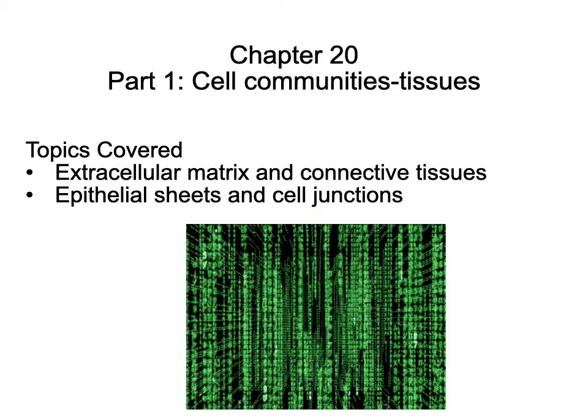So for our tissues we'll be talking about the extracellular matrix that cells will produce and connective tissue that holds these cells, tissues together. We'll talk about the epithelial sheets, some of the orientation of them, and then the cell junctions that keep them together.